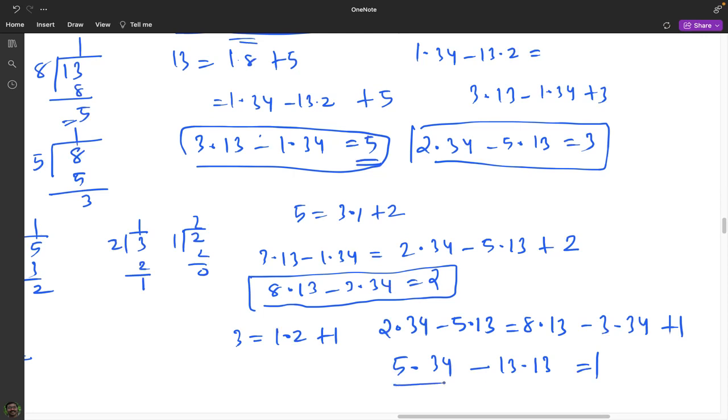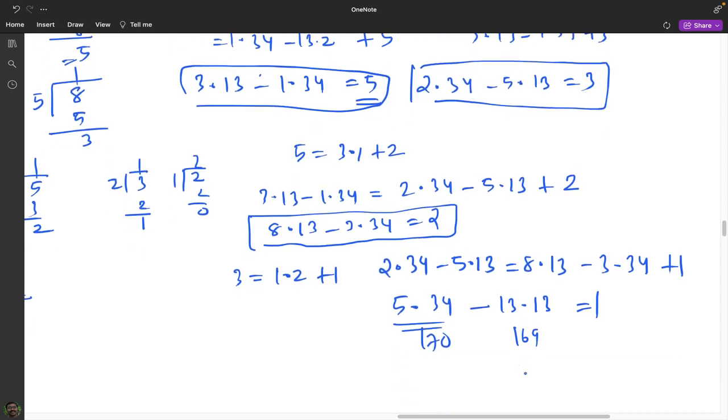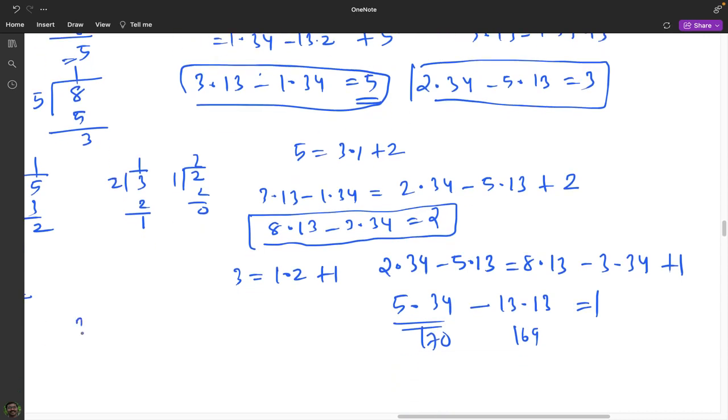Can I verify? What is 5 into 34? 5 into 34 is 170. 13 into 13 is 169. So this is verified. You can see that the GCD of 34 and 13 was 1. So this 1 can be written as a linear combination, maybe some lambda into 34 plus some mu into 13. A very important result. In this case it was 5 into 34 minus 13 into 13.